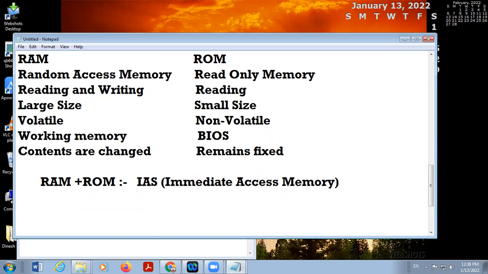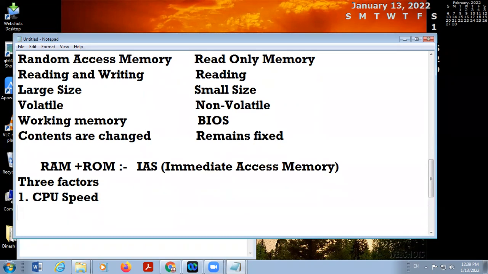So the next topic is, the speed of a computer system is dependent on three factors that control the speed of your computer system. One is CPU speed. The speed of the CPU will decide the speed of your computer system. A good processor means good speed, like i7, i5, i3. So according to the speed of your CPU, the speed of your computer system will be improved if you have a very good quality CPU.